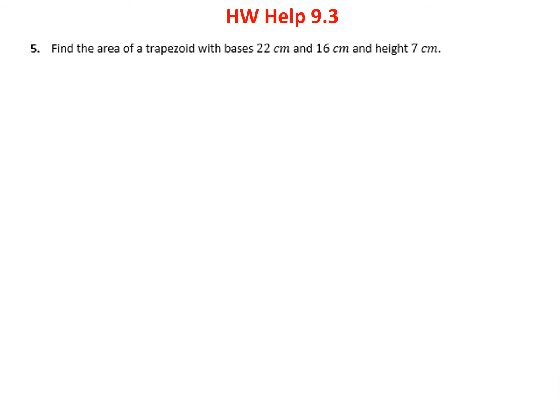Problem 5 is pretty simple. They simply tell us to find a trapezoid with bases of 22 centimeters and 16 centimeters and a height of 7 centimeters. The only difference from this and 1 and 2 is they didn't draw the diagram. But I know I have a base of 22, another base of 16, and a height of 7. So let's find the formula and plug it in.